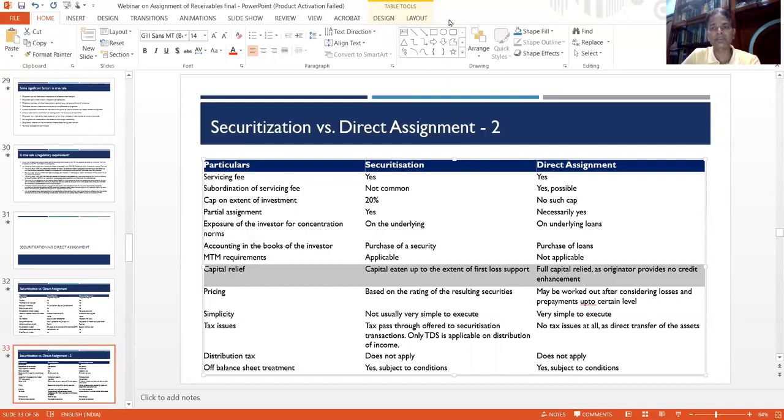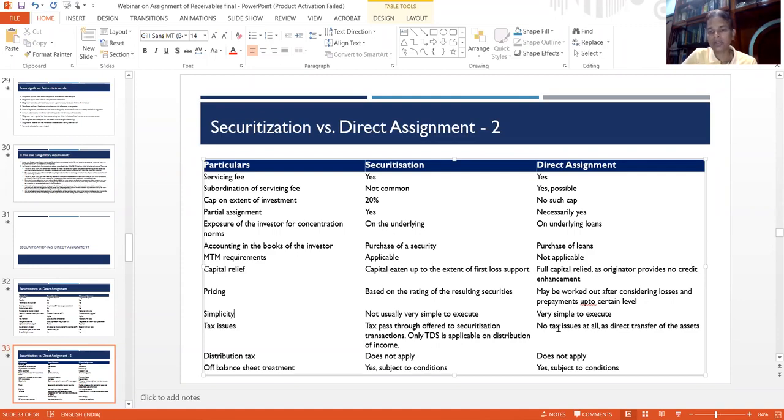In case of a DA, because there is no first loss support at all, there is no question of capital erosion. Therefore, the capital relief is much higher in case of a DA than it is in case of a PTC transaction. Pricing is based on rating in case of PTCs. In case of DA, the pricing has to be based on the risk inherent in the transaction.